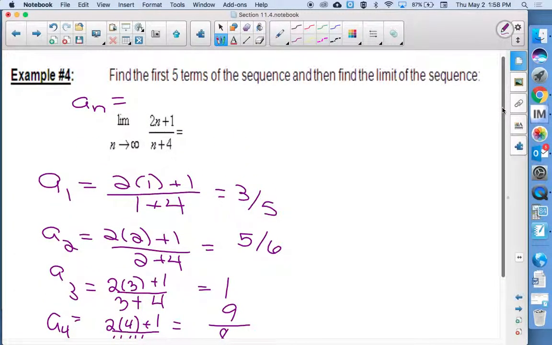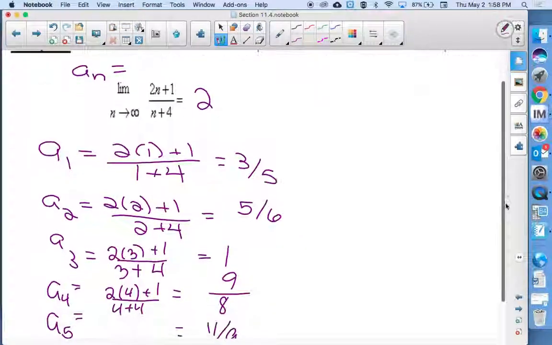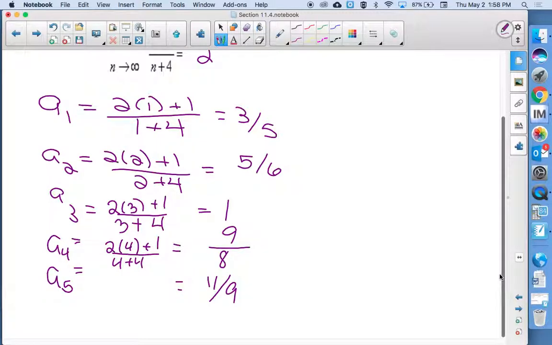Going back to the original equation, it says find the limit. Sometimes the sequence might not give you the whole limit, but if you use the properties of asymptotes, what limit would this have? Brandon? 2. So eventually, if we calculated more numbers in the sequence, you'd see that they're going to get closer and closer to 2.